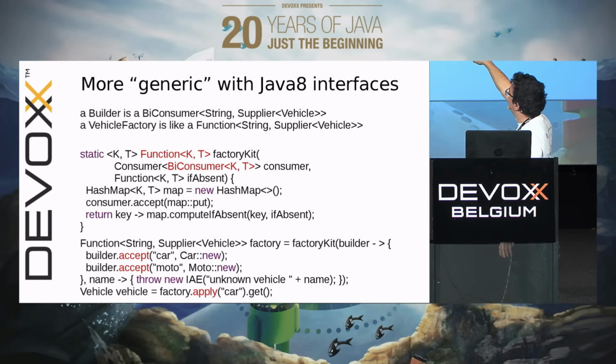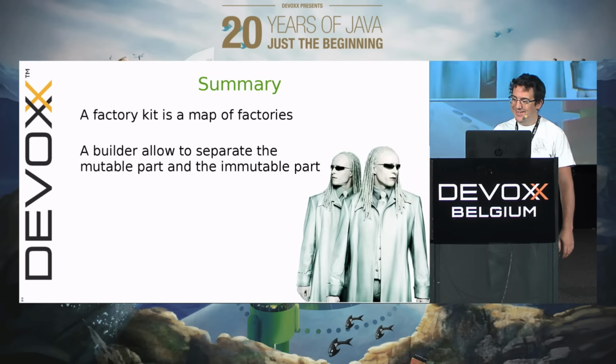But I can write my factory kit as just one method, which is something that takes a consumer of BiConsumer and is parameterized, so I can reuse it with a supplier, but with anything. Right, just for fun. I have published a slide for when you will have 20 minutes with some caffeine, just to read the thing.